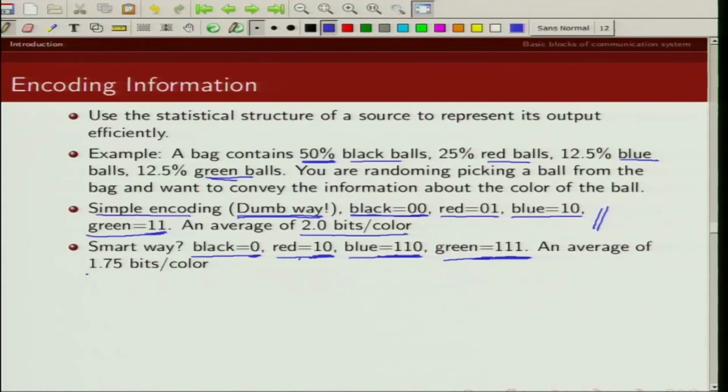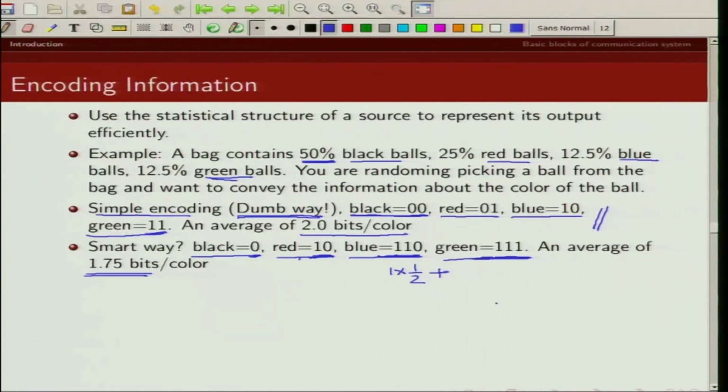Now on an average here I require 1.75 bits per color. How did I compute that? Now for black I require only 1 bit, and black is happening with probability half.